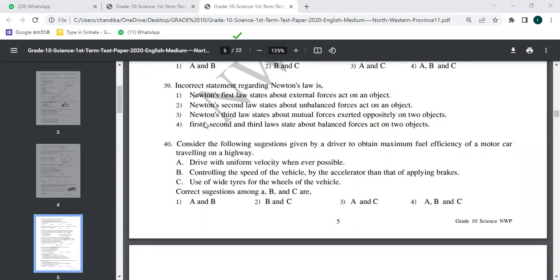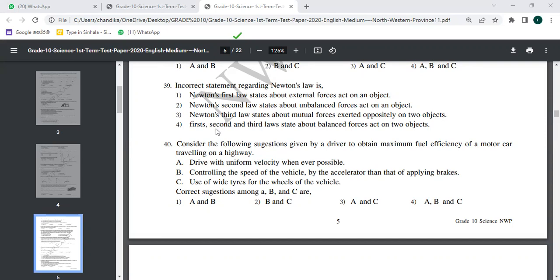Let's consider the second one. Newton's second law states about unbalanced force acting on an object. Newton's third law states about mutual forces exerted oppositely on two objects. Fourth one, first, second and third laws state about balanced forces acting on an object. Okay, balanced forces. Now like this, you know, right? So you have to find the incorrect statement, not the correct one. Incorrect statement regarding Newton's laws.